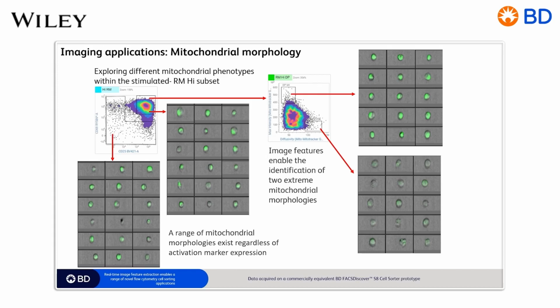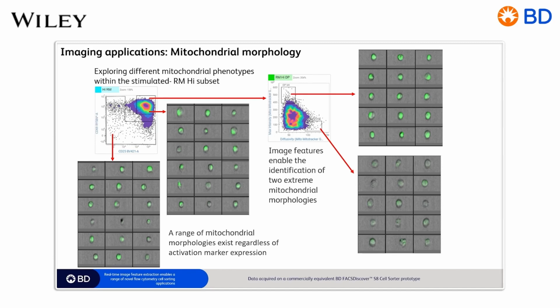The underlying message here is that the imaging, even in a small cell case like activated T cells or activated lymphocytes, gives you an additional layer of interrogation. I think this is just the tip of the iceberg in terms of the biology behind this mitochondrial morphology and what role it plays in activation. It's clearly a little bit more complicated than just activated cells have more mitochondrial activity.